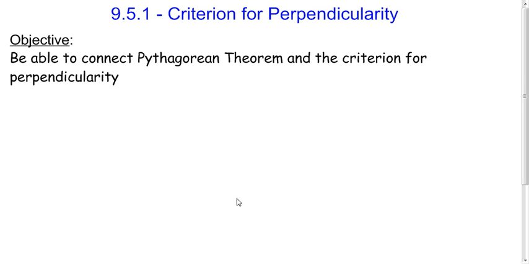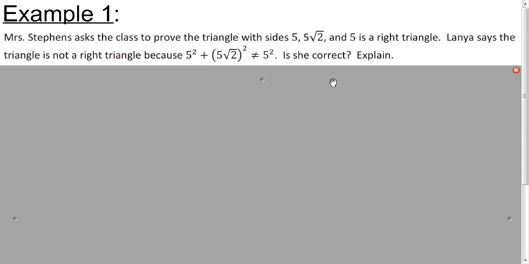Hello, class. In this lesson, we're going to learn how the Pythagorean theorem is connected to the criterion for perpendicularity. That is, if we have lines with slopes that are negative reciprocals, then they're perpendicular. So to start off, we have a student who believes that a triangle with these side lengths is not a right triangle. Do you agree with her? Yes, no, and why?